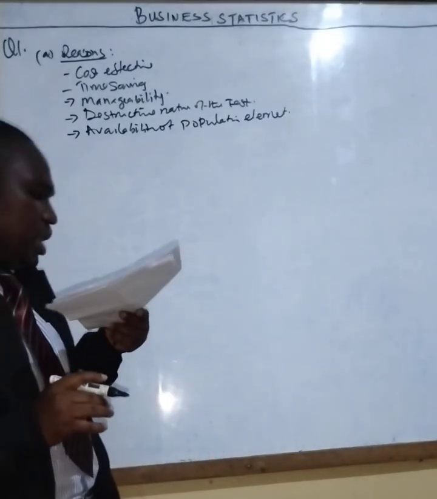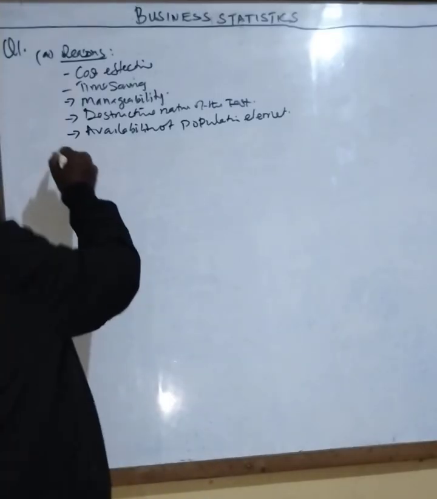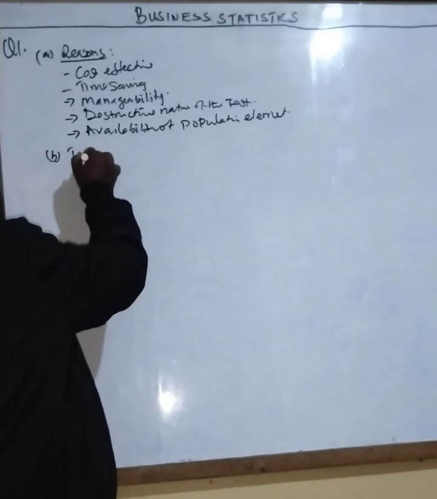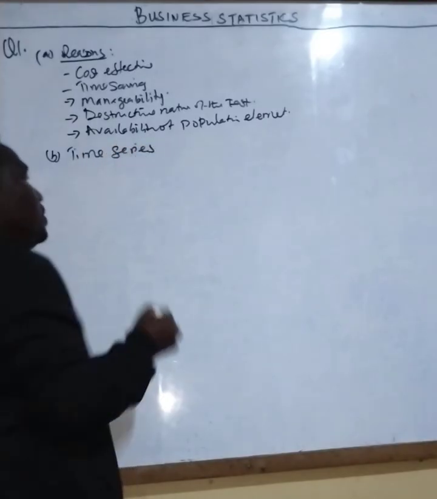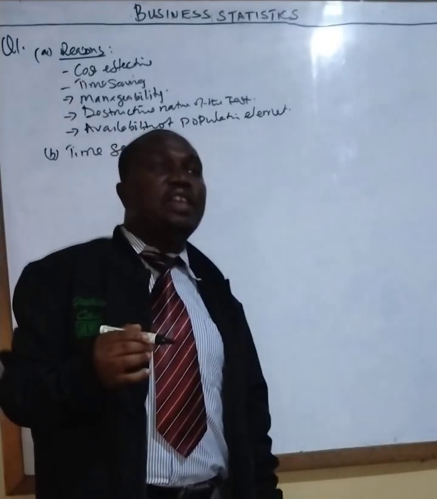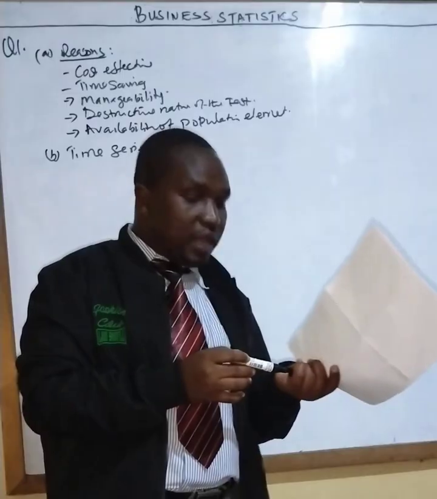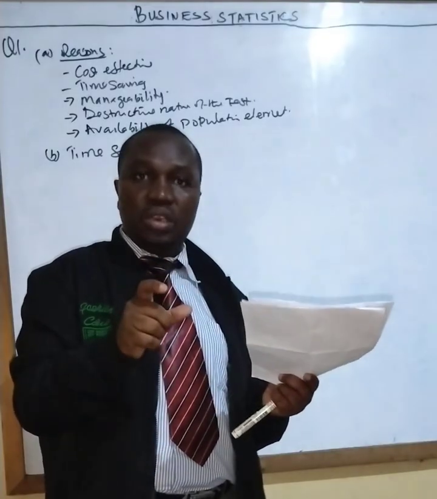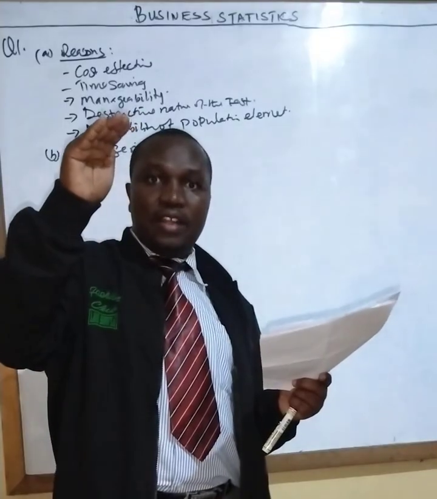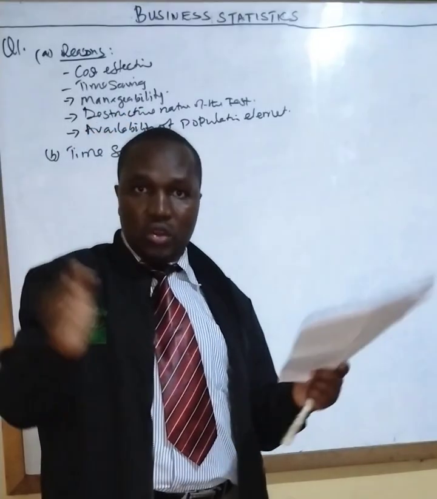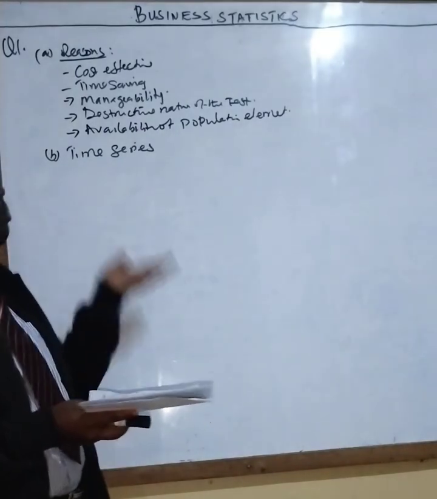B is saying, briefly explain 4 components of time series. Remember class, I've covered this comprehensively in our previous videos, whereby we discussed deseasonalization, and also how to calculate the quartiles, measures of central tendency and all that together. I've covered this clearly in our previous video.